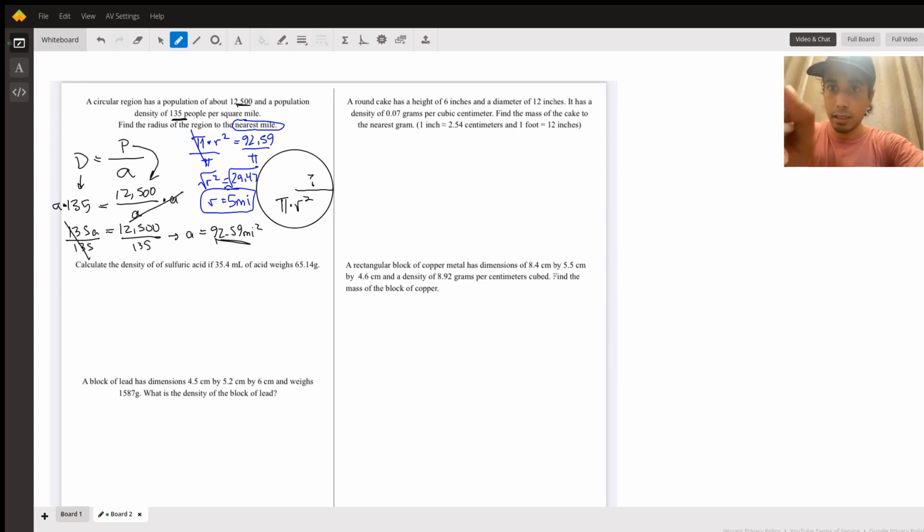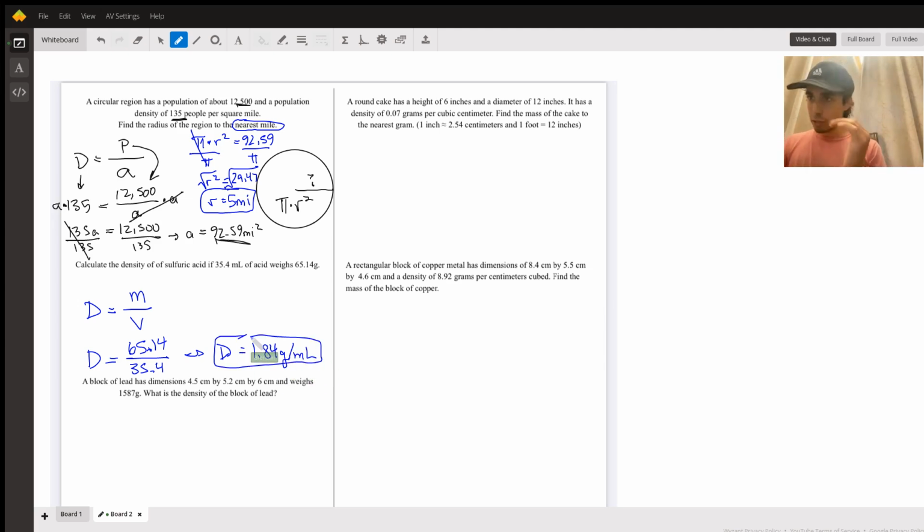All right, let's see. So we've got density equals mass over volume. So density equals the mass, 65.14, divided by the volume, 35.4 milliliters. Whatever that is, that will tell you to do 65.14 divided by 35.4, and that gives you 1.84 grams per milliliter.